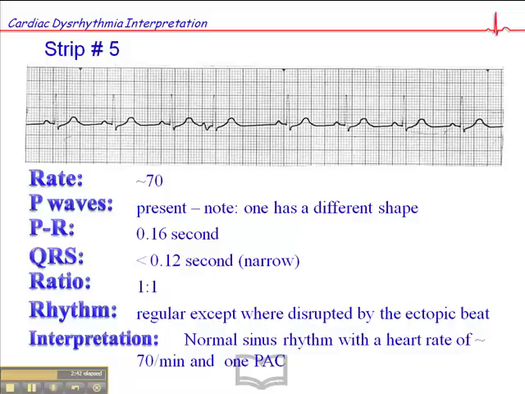Now, PACs are generally pretty benign. We generally don't treat premature atrial complexes or even premature junctional complexes for that matter. We just make note of them. Like any ectopic beat, we have to question, why are they having ectopics? Is their myocardium irritable? Are they ischemic? Do they have an electrolyte imbalance? Do they have a drug effect? Those kinds of things we start to look for. But otherwise, PACs are pretty benign.